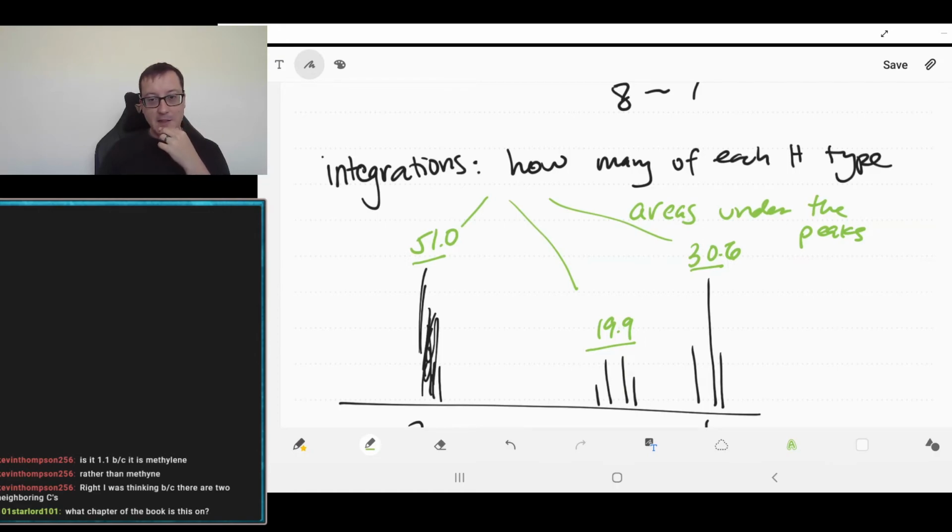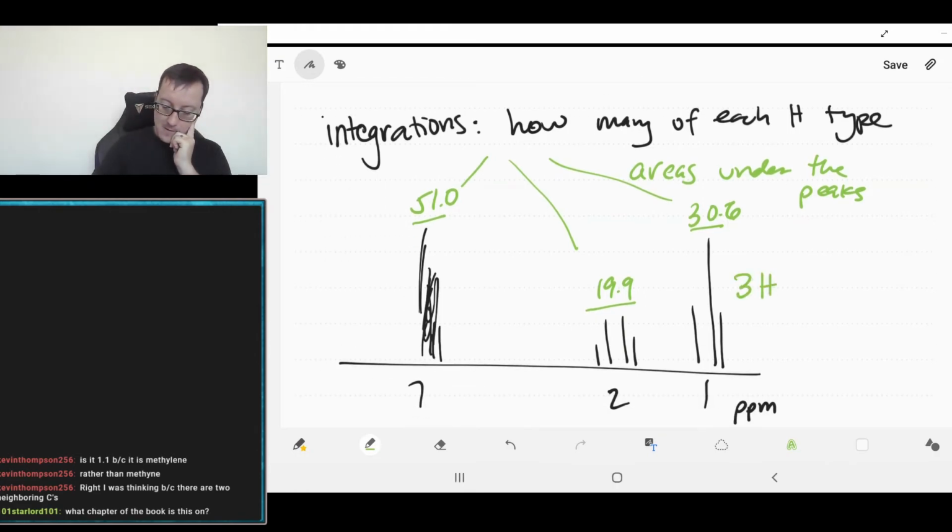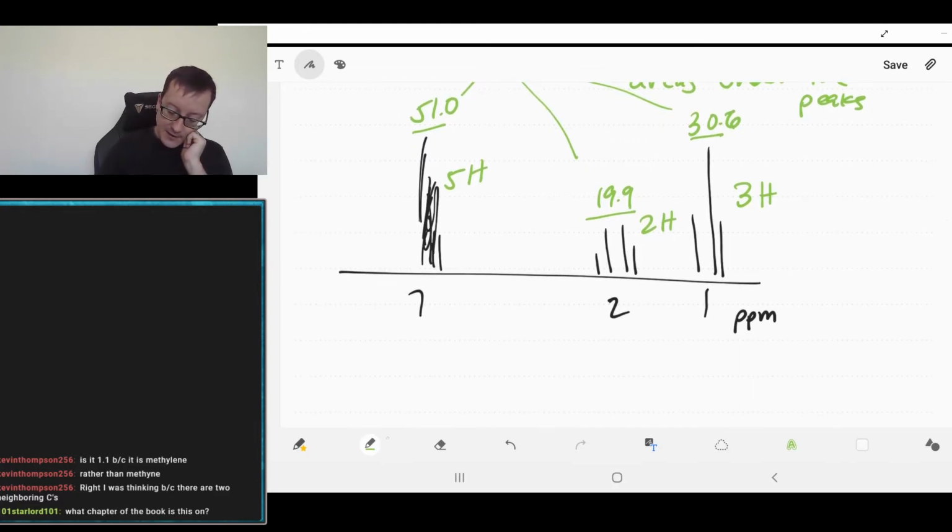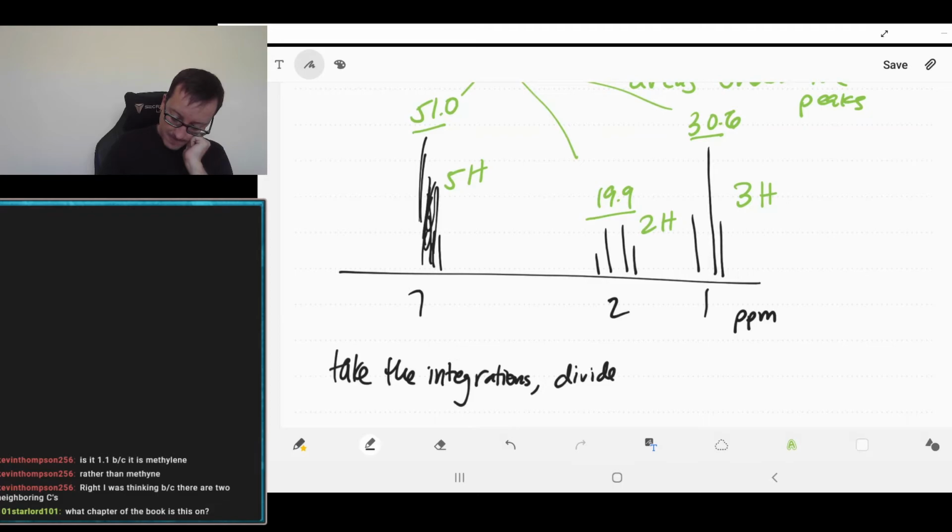Typically, when you're given something like this, you could just be given, so if I'm being nice, I would just tell you how many of each you have. Or I can give you integrations. Integrations like these, what you'll do is you'll just find the common denominator for all of them. Take all your numbers and divide them by your smallest. And you'll get your ratio.